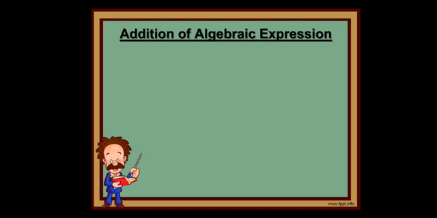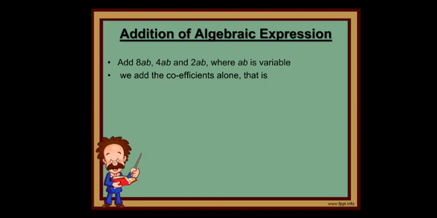First let us see expressions having only one term, that is monomials. We'll take monomials that are like terms. Here 8ab, 4ab and 2ab. We have three monomials and all three have the same variable ab. So these three are like terms. When we have like terms, we just add the numerical coefficients and write the variable as it is. We add the coefficients alone.